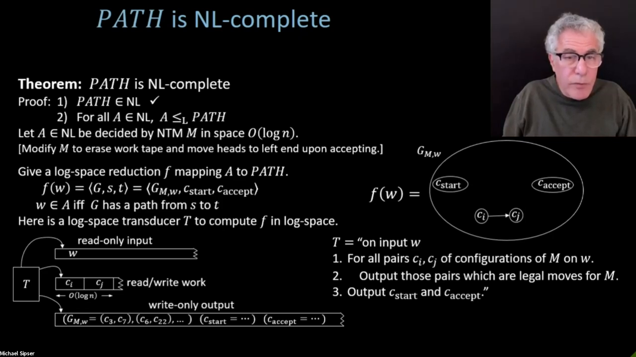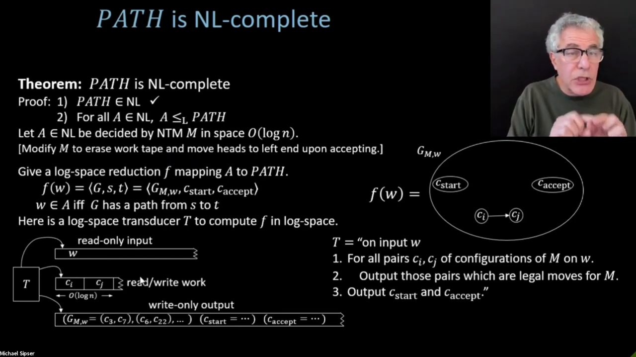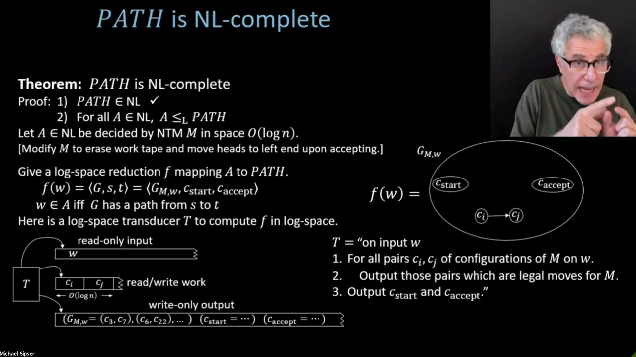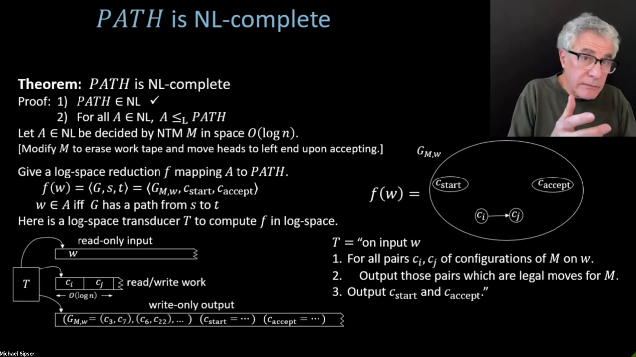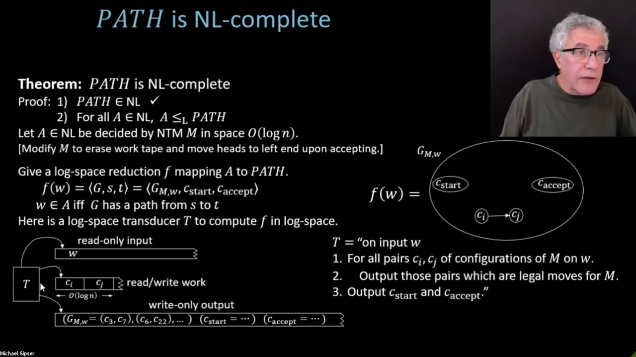Does the read-write work tape store pointers to configurations or some sort of counter? No, they store the actual configuration. The configuration for M is a log space size object. It's a tape for M, a location of its heads, and its state. So you're just going to write down that stuff over here on the left slot, and on the right slot, you're going to write another configuration for M on W. You're going to then put the edges in accordingly.